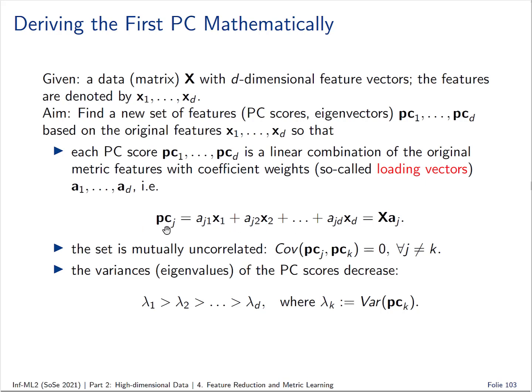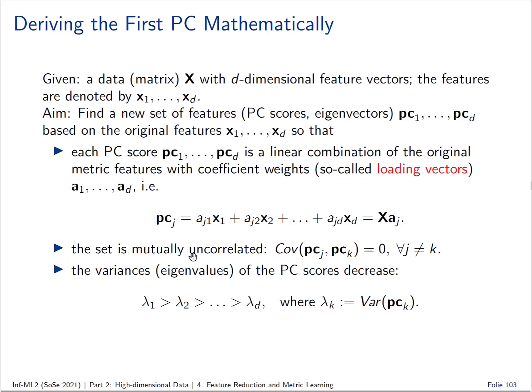So for the jth principal component, we have a loading vector of d entries. For each original feature, one loading coefficient, so to say. And the principal component is just a combination, a weighted sum of the original features x1 to xd, and the weights are these coefficient weights, these loading coefficients. And they are in these loading vectors. And that's what we actually want to have, what we actually get.